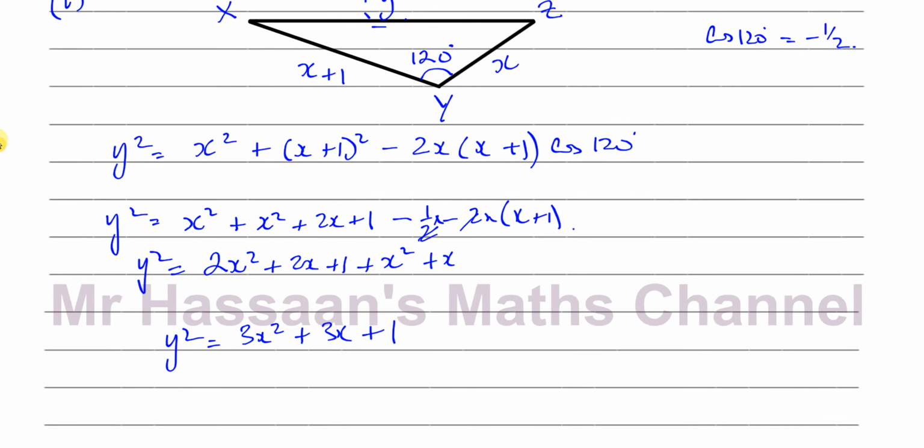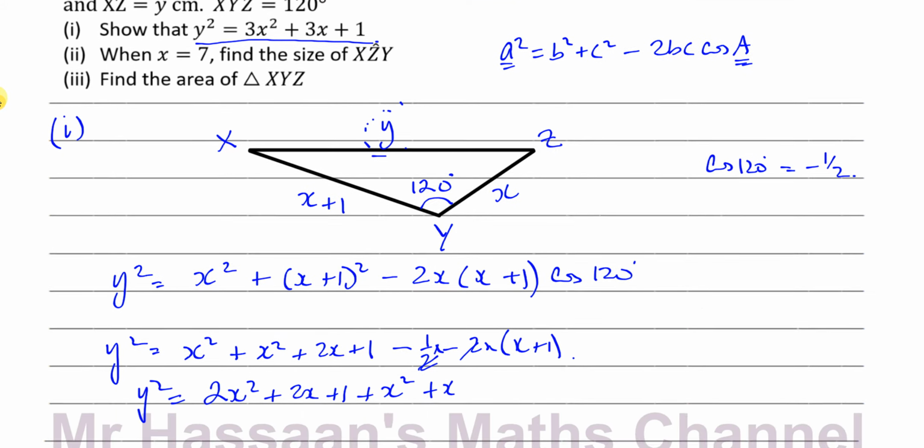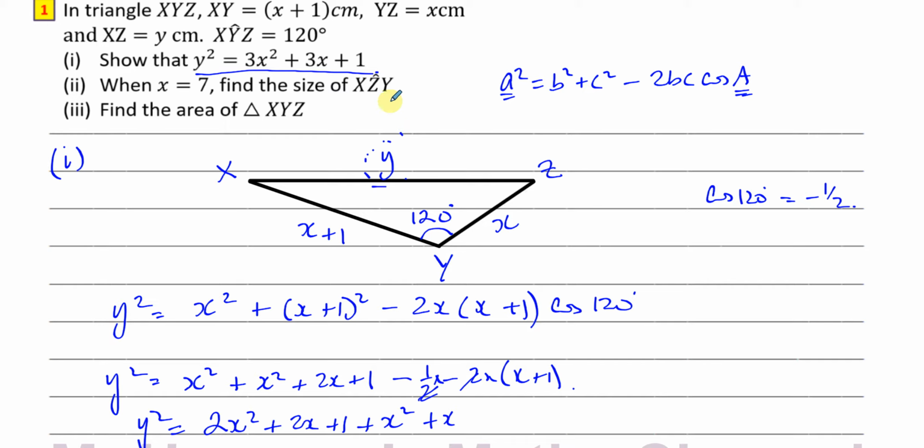Alright, so now the next part says, when x equals 7, find the size of angle XZY. So when x equals 7, this is 7, and this is going to be 8. I'm going to find the size of angle XZY. If I want to find the size of this angle, let me call it the angle Z, we can find this angle if we know this length and this angle. We know this length and we have to find this angle. So we can use the sine rule, but we have to find what y is first.